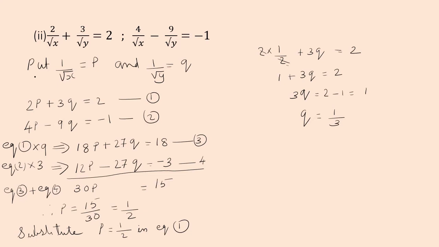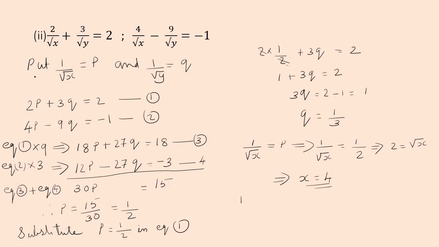Now you have to get the value of x and y. We have taken 1 upon root x equal to p. That means 1 upon root x equal to p is 1 upon 2. Do the cross multiplication. You will get 2 equal to root x. We have to get the value of x, not root x. Therefore, to get x, you have to square root x. So, squaring on both sides, you will get x equal to 2 square, that is 4.